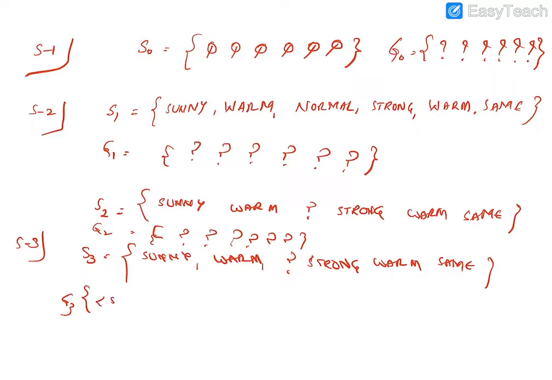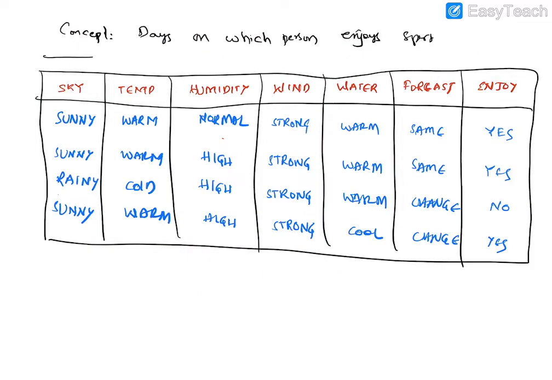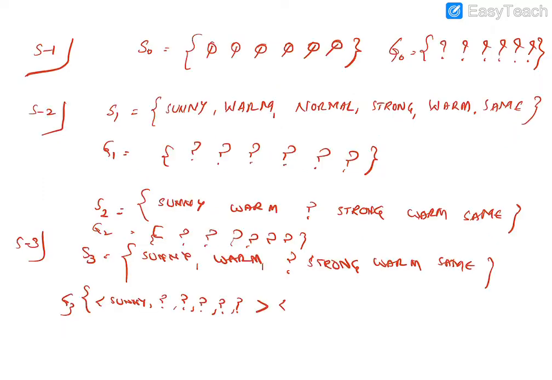What is the difference? Sunny is the difference, and the remaining 1, 2, 3, 4, 5 are question marks. Okay, this is closed. And in the second record, what is the difference? Where it is different, here it is cold and it is warm. Again there is a difference. In the first record, warm. First record, sunny is the same, and warm.